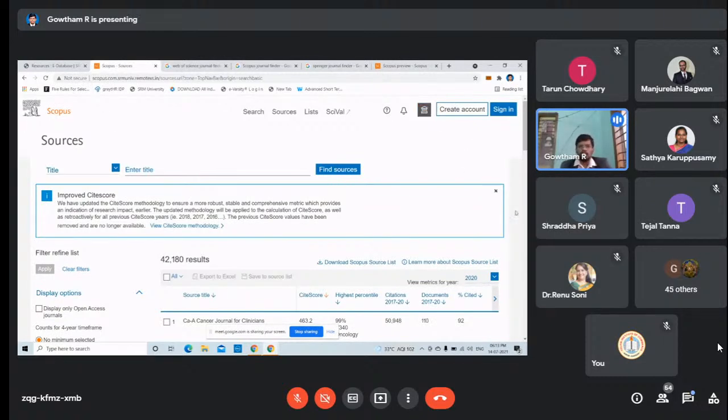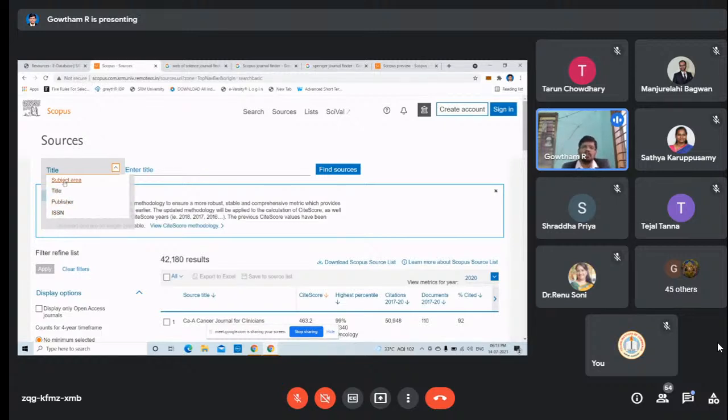Okay, fine. Now coming back to the sources, right? You can find your sources on this web page. Here you have four broad categories. What are those four broad categories? One is your subject area, another is the title, third is your publisher, and fourth is your ISSN number. And each has its own specific purpose, right?